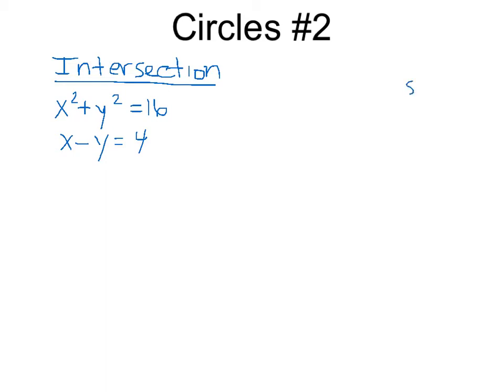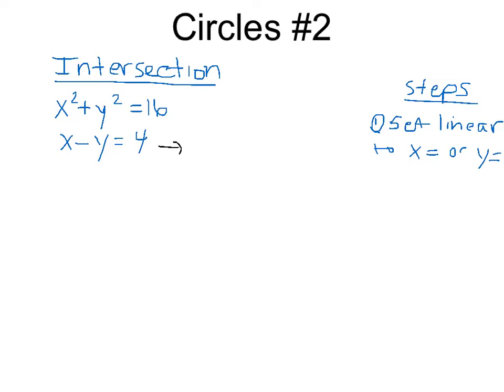I'll give you some steps here. The first thing you want to do is set the linear, that's the one that doesn't have any squareds, to either x equals or y equals. It does not matter either way. We're going to be doing substitution. So on this problem, I change the second equation to be x equals y plus 4.